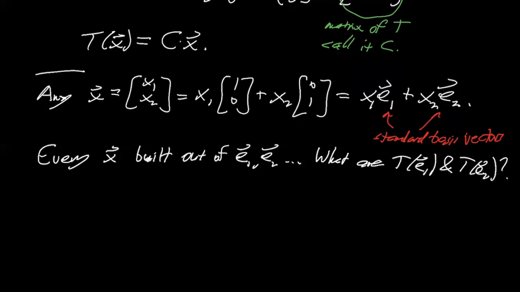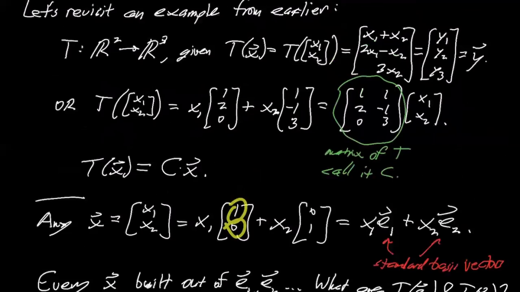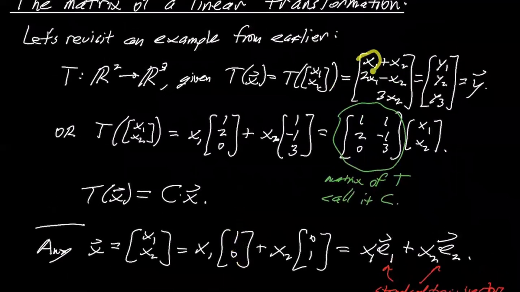And let's just try it in this example. So if we do T of E1, well, that's just plugging in 1 for x1 and 0 for x2, right? So if we go all the way back up here, and we plug in 1 here and 0 here, 1 here and 0 here. So maybe I should really do it this way: 1, 0, 1, 0, and then, well, there's no 1, so 0.